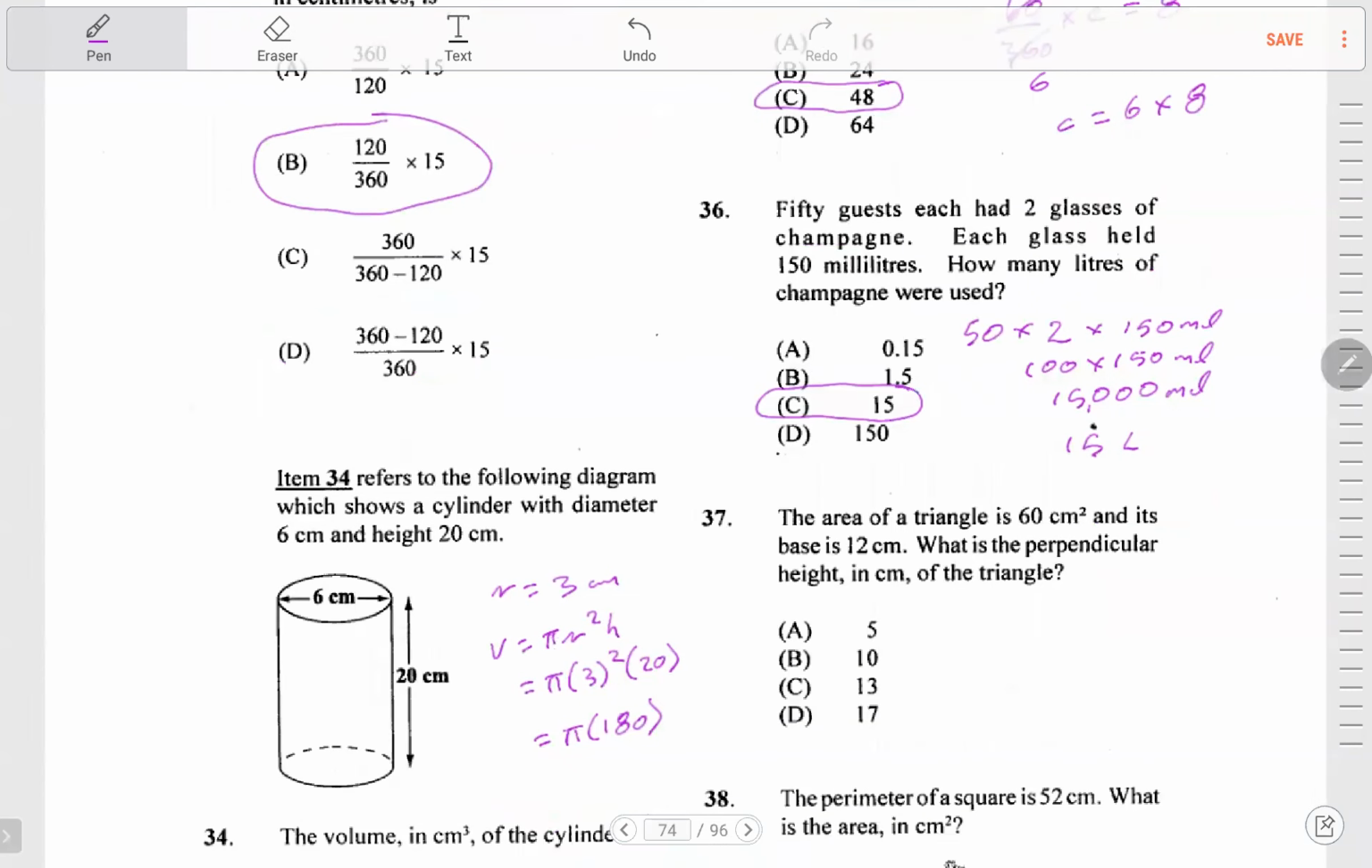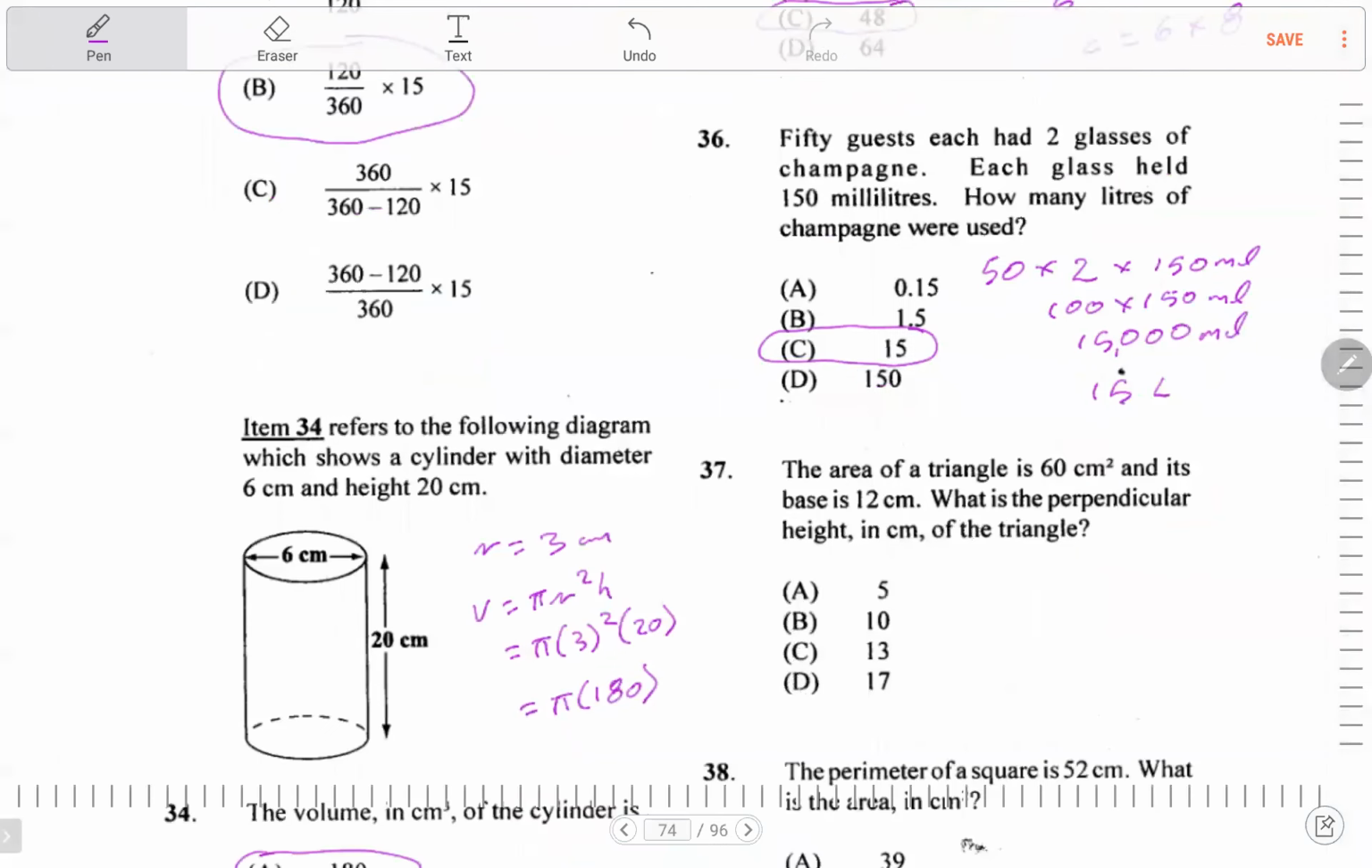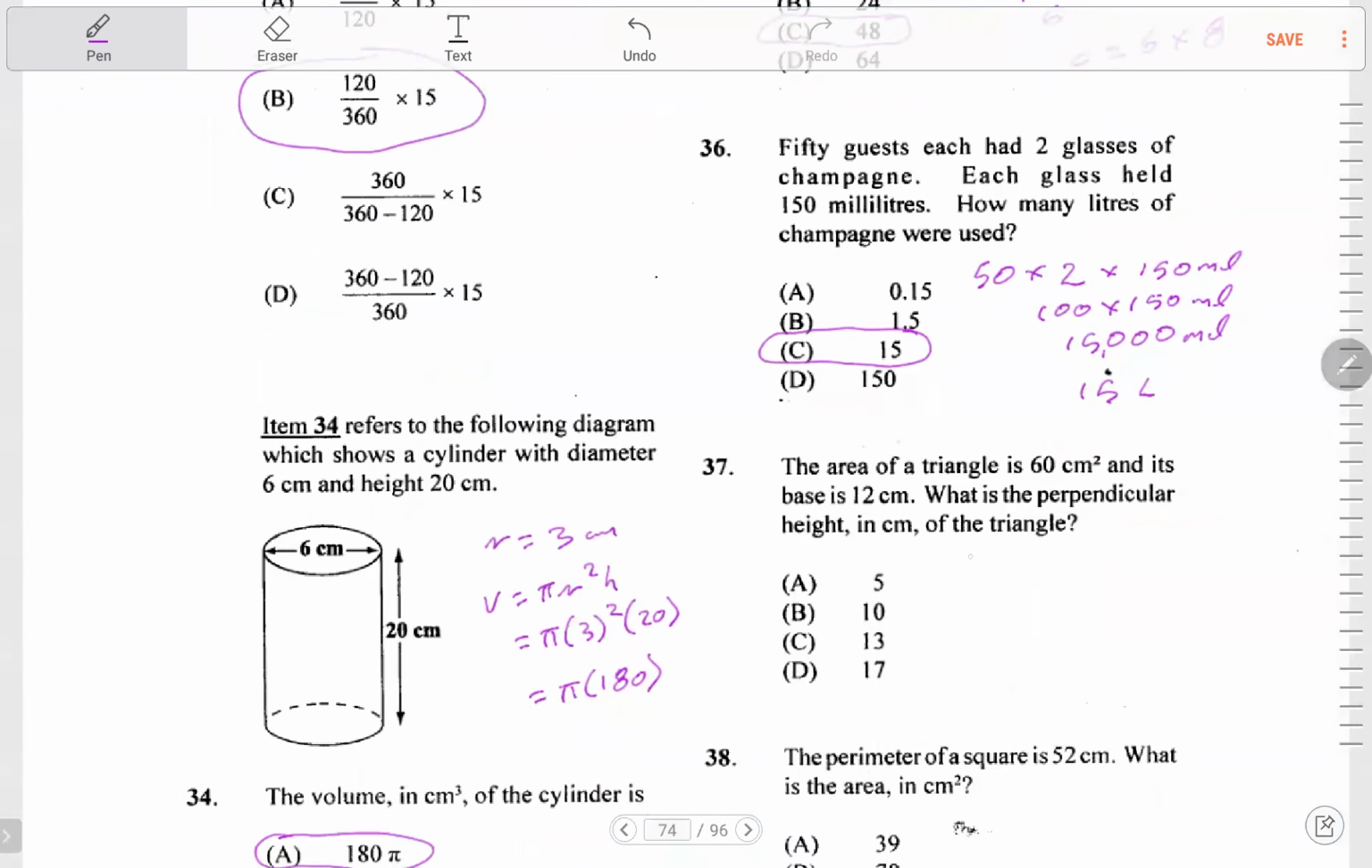The area of a triangle is 60 and the base is 12. What is the perpendicular height? Half base times height equals the area. So that equals 60. The base is 12. So it means that the base times height is 120.